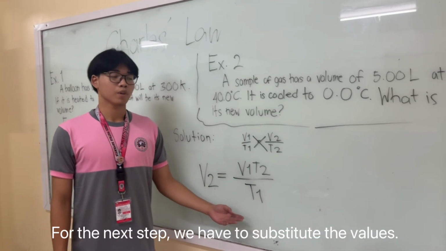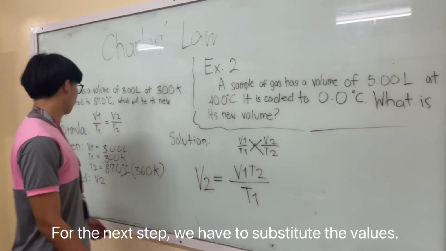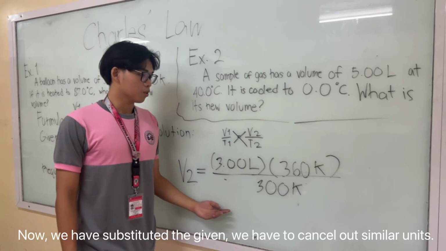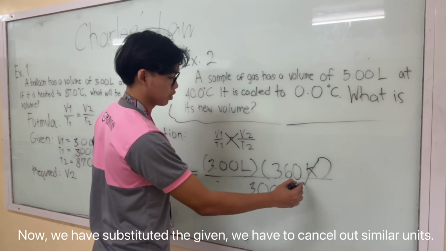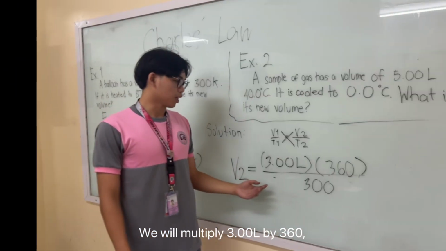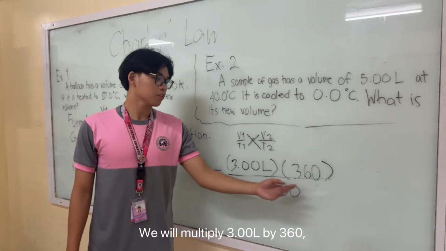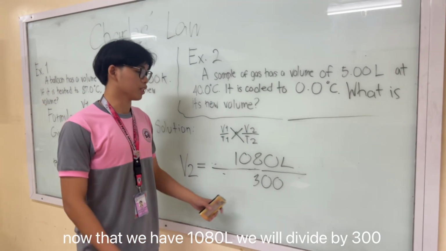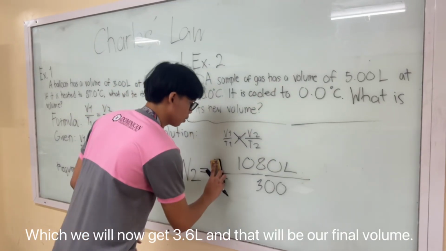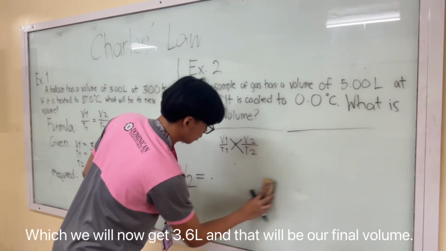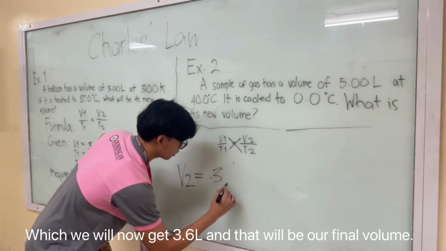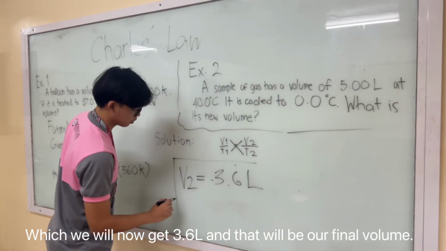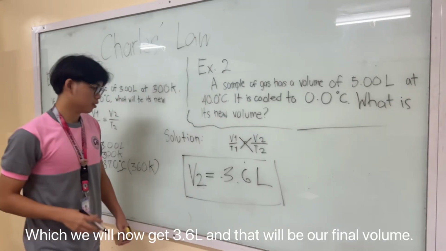For the next step, we have to substitute the values. And we have substituted the given. We have to cancel the similar units. We multiply 3 liters by 360. Now that we have 1080 liters, we will divide it by 300, which we will now get 3.6 liters. And that will be our final volume.